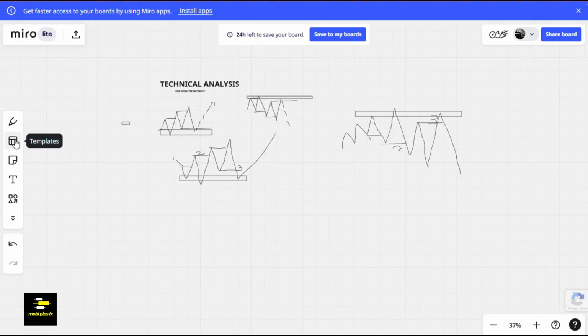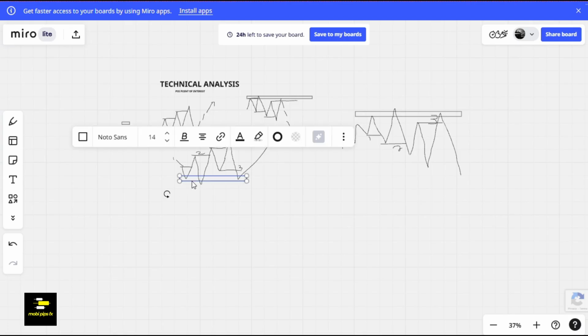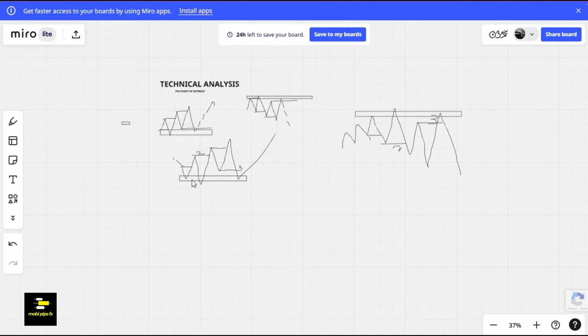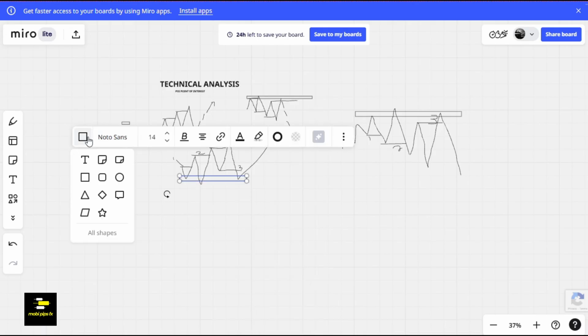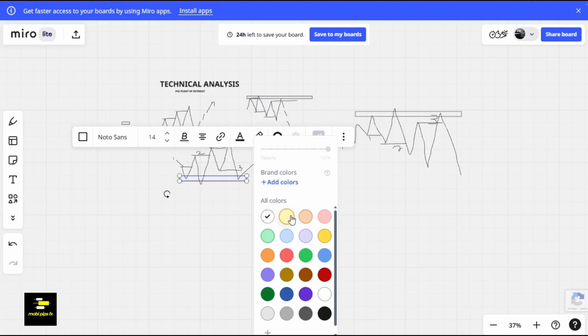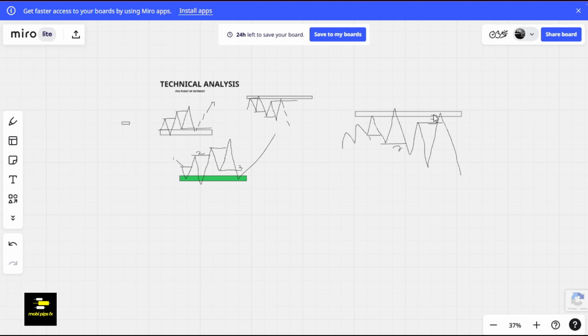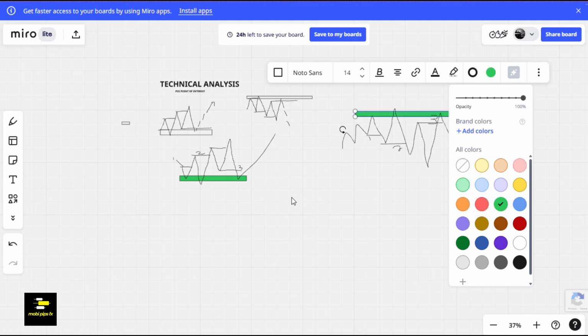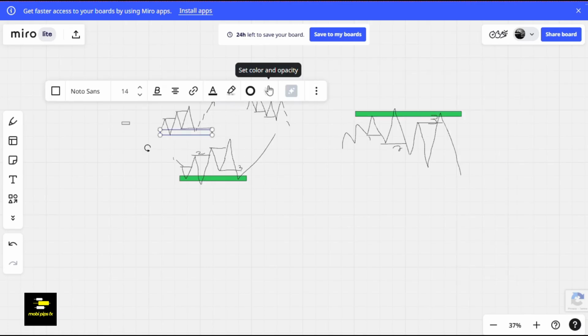What we are looking at here is what we call our POI, our point of interest. Let's highlight it. Point of interest should be green. Okay, point of interest green. Let's give it a color.